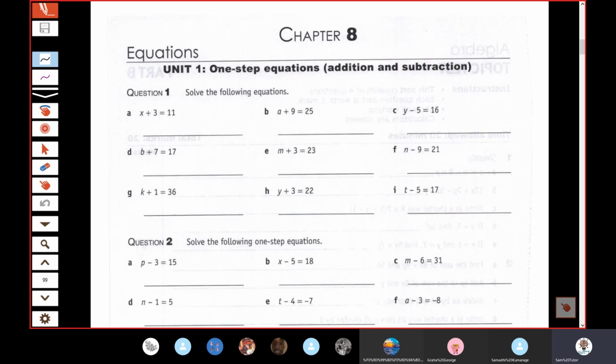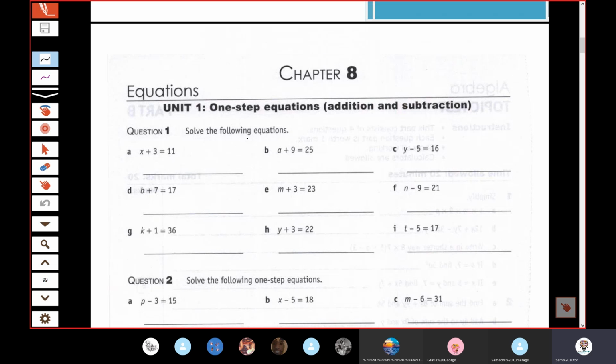That's okay. Equations, Unit 1, one-step equations, addition and subtraction. The first bits are very easy. I guess there are a few things we want to remember. We need to know our opposites. What are our opposites? Our opposites of adding is subtracting and vice versa. Opposite of multiplying is dividing, and again, vice versa.